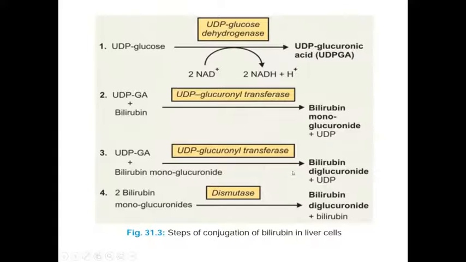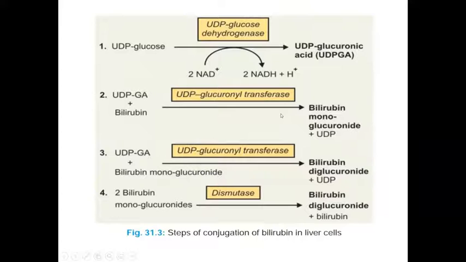So this is how the bilirubin is conjugated in the liver cells. In the liver, once the bilirubin enters, for the conjugation process, UDP glucose in the presence of the enzyme UDP glucose dehydrogenase requires two NAD. It is converted into two NADH plus hydrogen ions, and here it forms UDP glucuronic acid. This UDP glucuronic acid combines with the bilirubin, forming bilirubin monoglucuronide and UDP, in the presence of the enzyme UDP glucuronyl transferase.